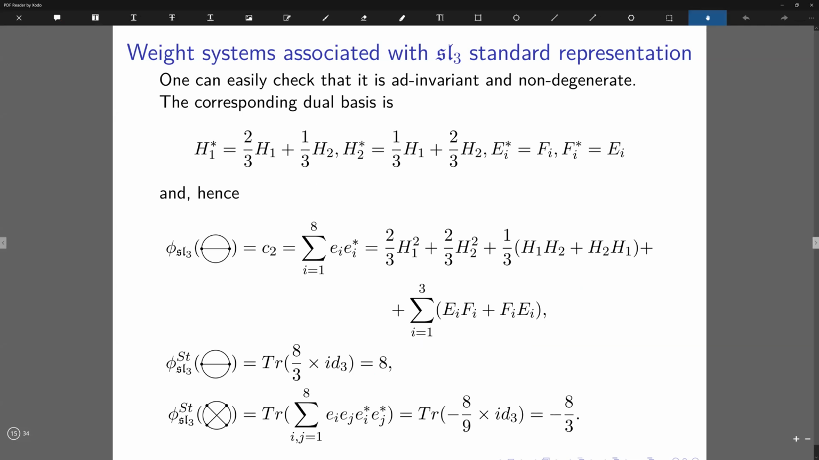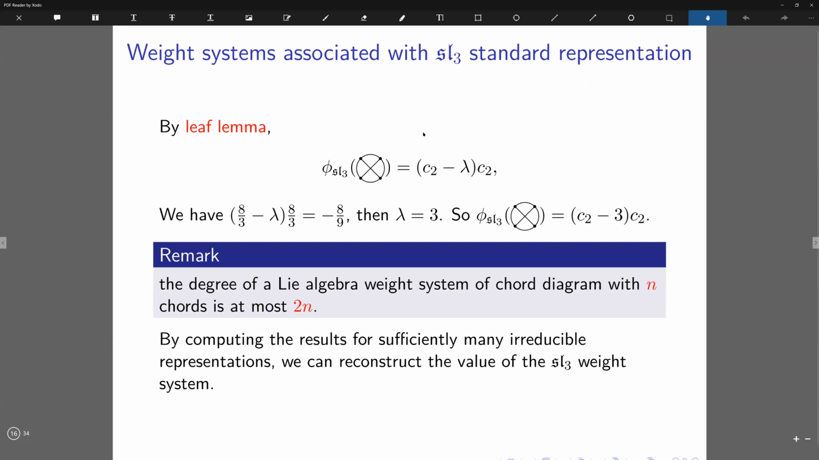And by this, because that's the leaf lemma for an arbitrary algebra weight system. So I didn't give you the leaf lemma. So a leaf is a chord that looks like this. Sorry, once again, what was a leaf? Okay, so I'm just saying that a leaf is just a chord that looks like this. So between the endpoints, there is only one vertex. So this kind of chord we call a leaf.